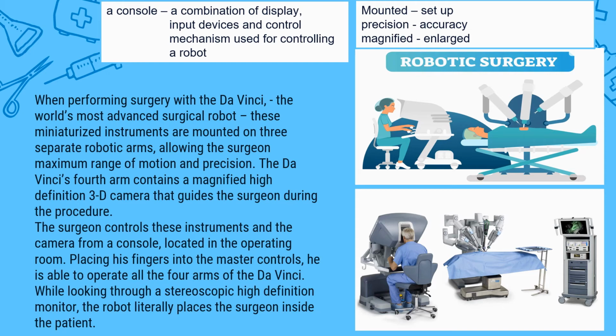The surgeon controls these instruments and the camera from a console. Now, a console is a combination of display, input devices and control mechanisms used for controlling a robot. As you can see, the surgeon is sitting on a chair and using that console. Then he places his fingers into the master control and he is able to operate all the four arms of the Da Vinci by looking through a stereoscopic high-definition monitor. The robot literally places the surgeon inside the patient.